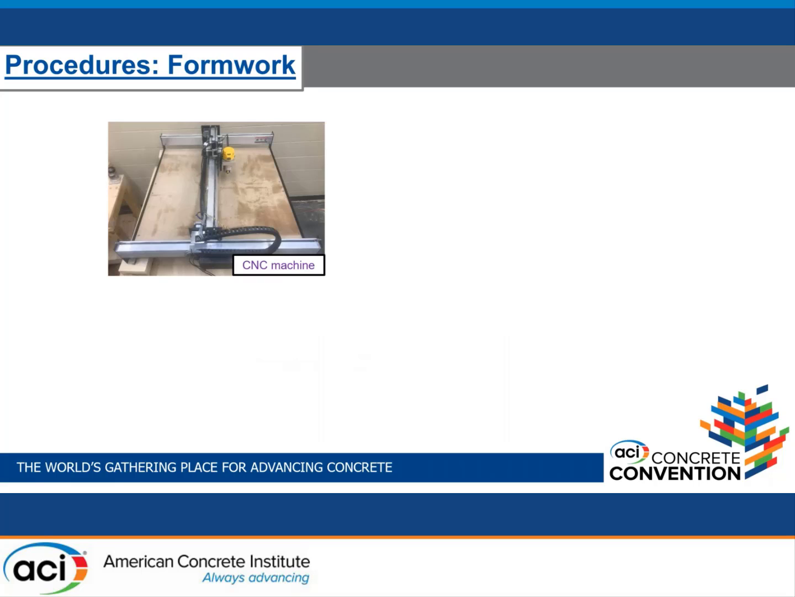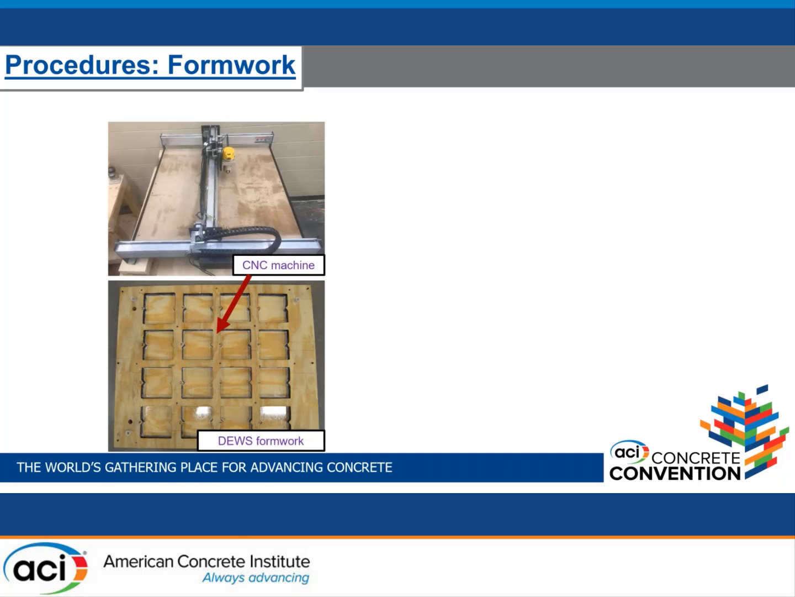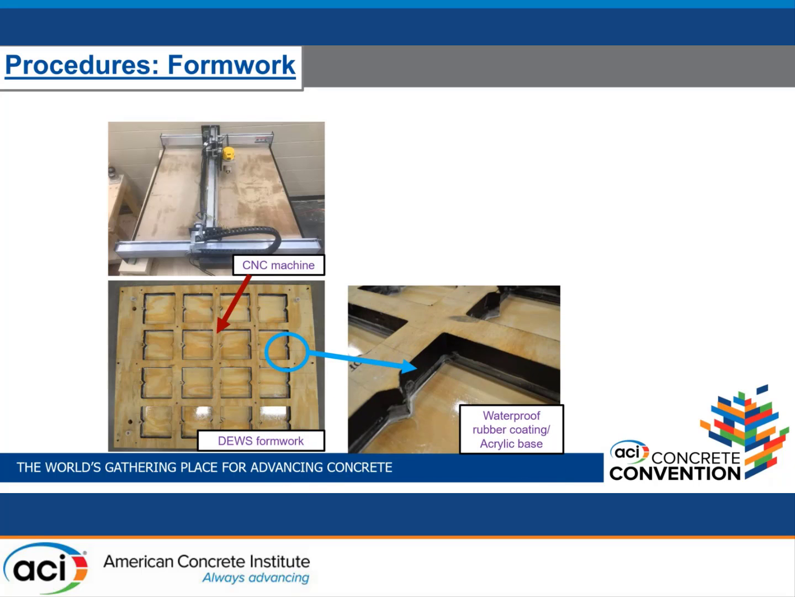So talking about the formwork and how we prepared our formwork for this UHPC for our specimens, we basically use a computer numerical control machine for the DEWS formwork, just because the geometry is sort of irregular and we didn't want any shape defects to affect our results. Also, whenever there is a surface that is a contact between the UHPC and the wood, we made sure to make that surface impermeable, just so the wood wouldn't soak the water out of the UHPC and interfere in our mix design. So we used a waterproof rubber coating on the walls of the DEWS specimens, with an acrylic base.